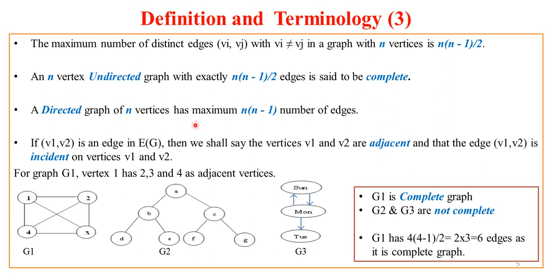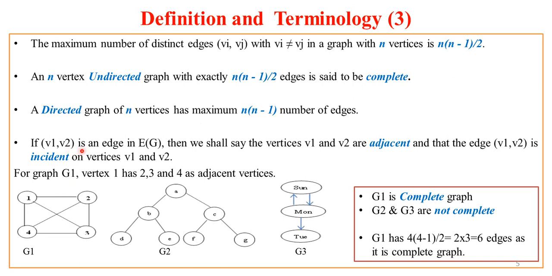So if such is the condition, then any graph may have a maximum number of edges, that is n into n minus 1 by 2. So assume that G1 has 4 vertices. So here n is 4. So 4 into 4 minus 1, it will be 4 into 3 divided by 2. So that comes out to be 6. So if we see G1, it has exactly 6 edges. So an n vertex undirected graph with exactly n into n minus 1 by 2 edges is said to be a complete graph. So here G1 is a complete graph.